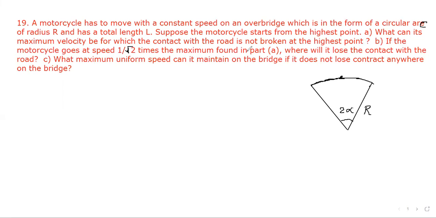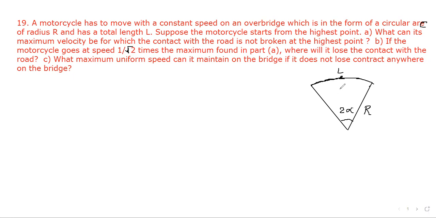Part B. If the motorcycle goes at a speed 1 upon root 2 times the maximum found in part A, where will it lose contact with the road? Part C. What maximum uniform speed can it maintain on the bridge if it does not lose contact anywhere on the bridge? So there are three situations. Let's discuss one by one.